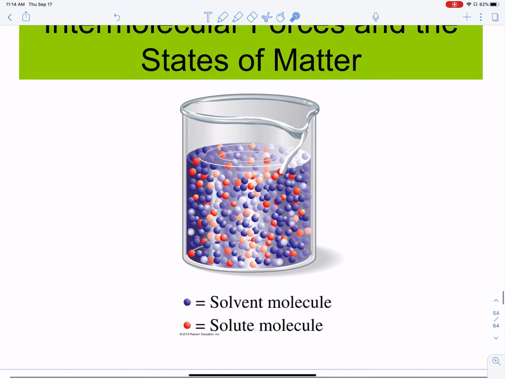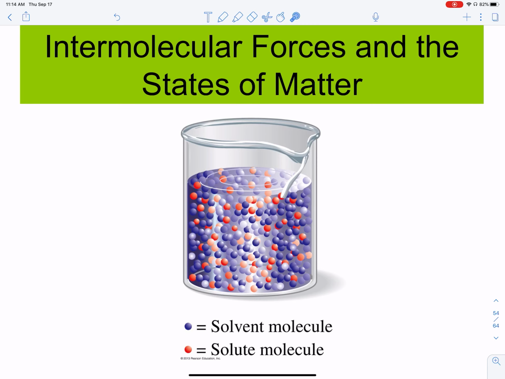And so, if you looked at a beaker which had a solution in it, you would see that there are lots of blue, purple solvent molecules and a lesser number of solute molecules, the red ones. But they're all equally dispersed in a solution, and that's the important part.